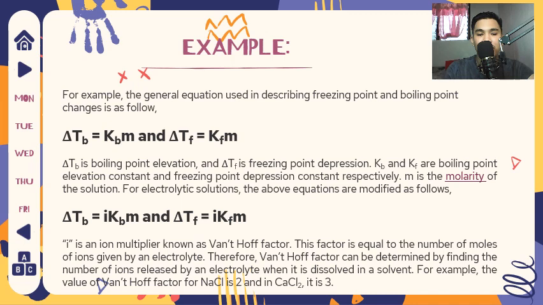So for example, the value of the Van 't Hoff factor for sodium chloride is 2, and for calcium chloride, or calcium dichloride, it is 3. However, the values given for these colligative properties are different from the theoretical predicted values. That is because there can be solute and solvent interactions that reduce the effect of ions on those properties.